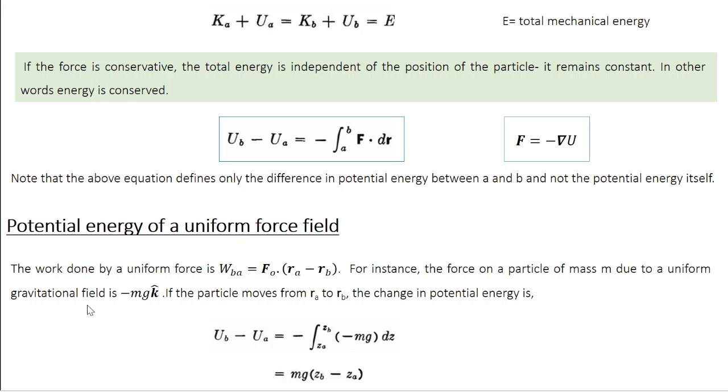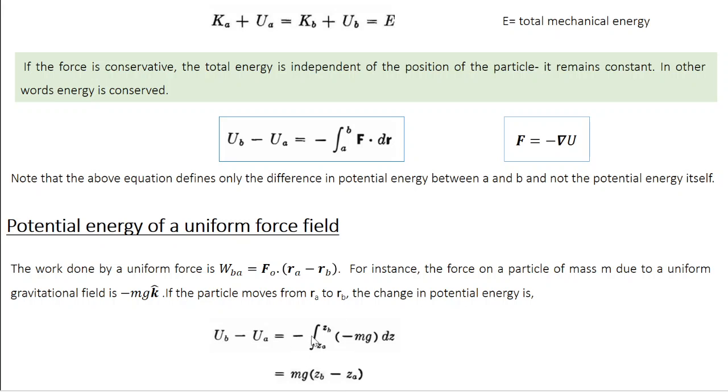Now, for this force field, we can calculate what is the corresponding potential energy. So you are going to calculate the gravitational potential energy. Now imagine that a particle moves from initial point RA to final point RB. Then, according to this equation, I can write the change in potential energy as UB minus UA equal to minus integral ZA to ZB of minus mg dz.